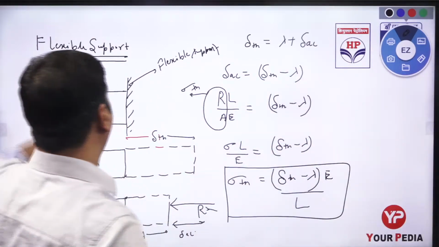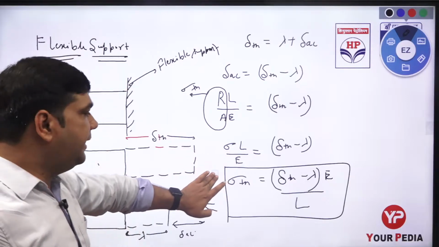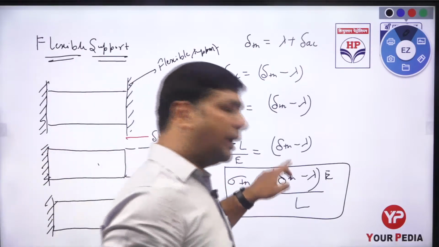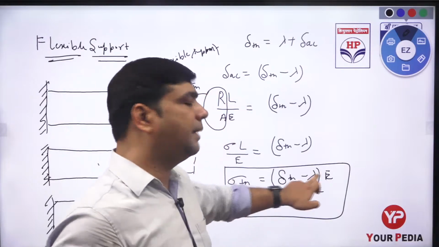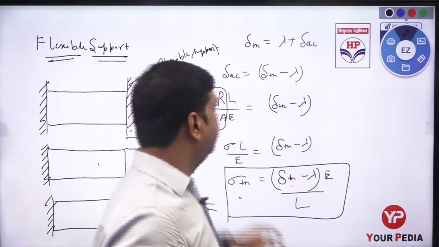So we are now going to the numerical. Now the formula is delta th equals alpha t L, and thermal stress equals delta th minus lambda, into E by L.